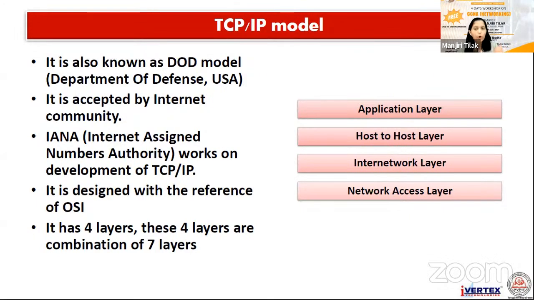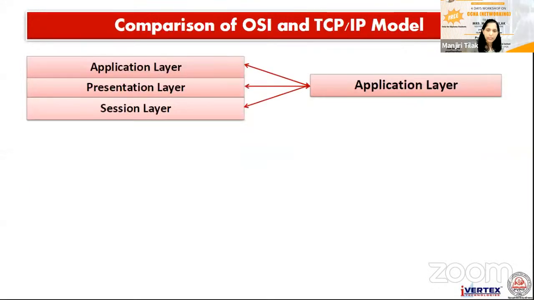The fourth layer, or the top layer, is the application layer. Then the third layer is the host to host layer. Then you have the inter-network layer and the network access layer, right? So these 7 layers are combined or represented in 4 layers by the TCP/IP model. Now see, this is the comparison, okay?